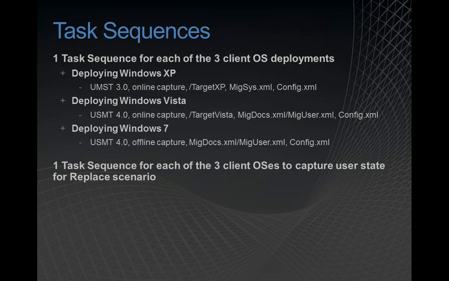When deploying Windows 7, we can always capture the user state offline, and scan state by default is optimized for use with Windows 7, so there are no special considerations or caveats.